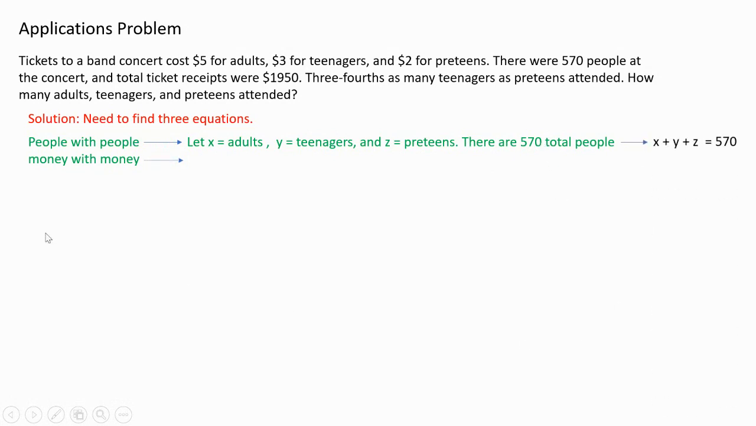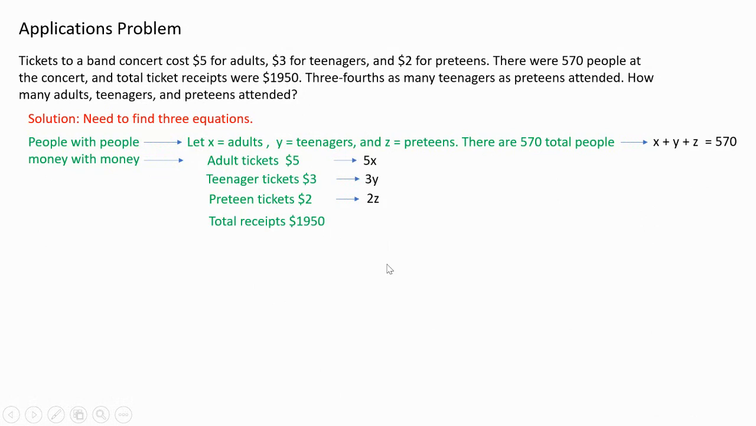There's equation number one. Now money with money, right? Adults cost $5, so this will be 5x. Teenagers cost $3, so that's going to be 3y. Preteens cost $2 for the ticket, so that's going to be 2z. And how much was the money total? 1950. So the receipt was 1950. So we're going to add 5x plus 3y plus 2z equals 1950. That's equation number two. Right, so we have one and two.